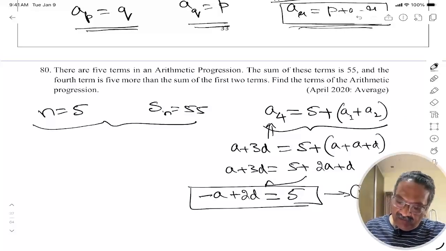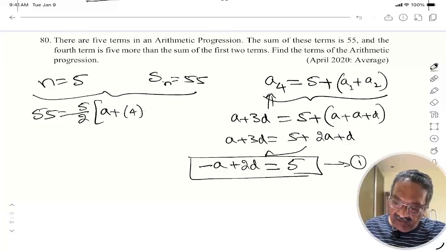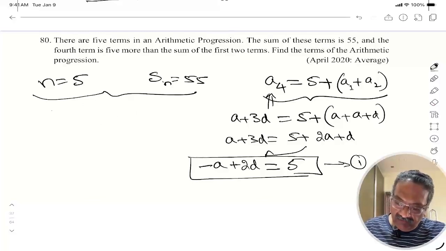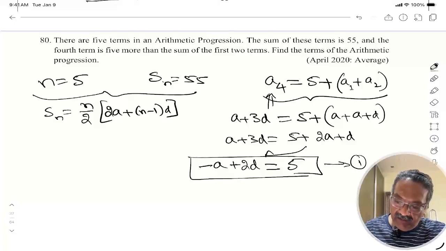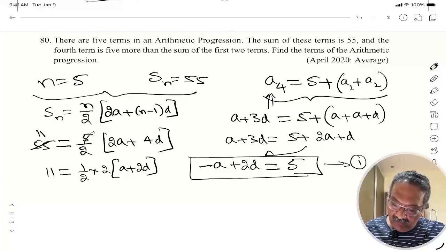Okay, now with this what we can find, let us see. What is the formula of Sn? Sn is nothing but n by 2, that is 55 is equal to n by 2 into 2a plus n minus 1 d, where n is 5. So 55 is equal to 5 by 2 into 2a plus 4d. 5 ones are 5, 5 elevens are 55, so 11 is equal to 1 by 2 into 2a plus 2d. 2 cancels, so 11 is equal to a plus 2d.